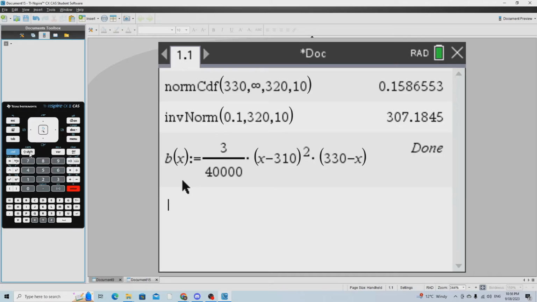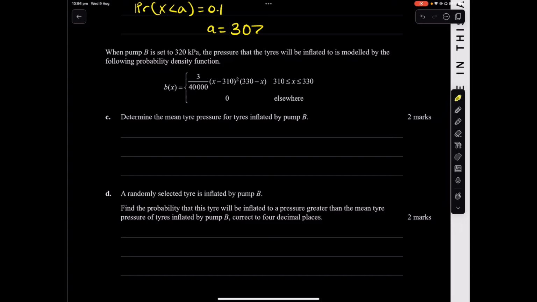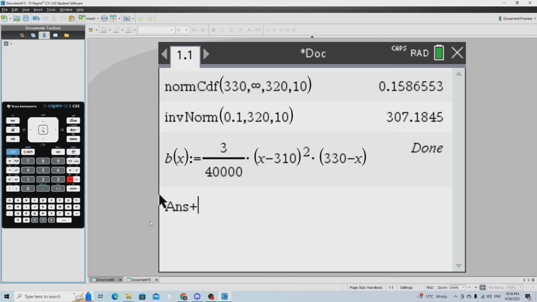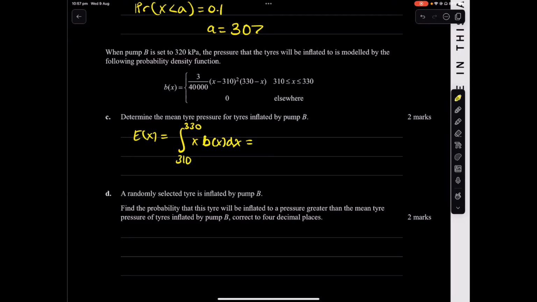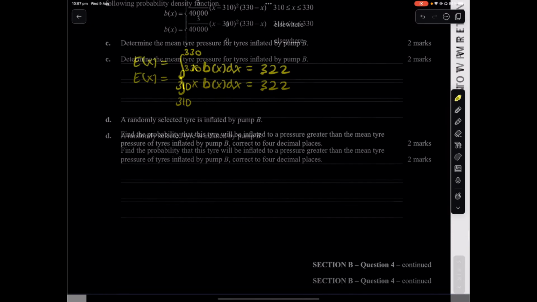So the mean is what? We normally know that the expected value is the integral from 310 to 330 of x times b of x dx. So, what's happening? 310 to 330, b of x times x, dx. The answer is 322. Next question.